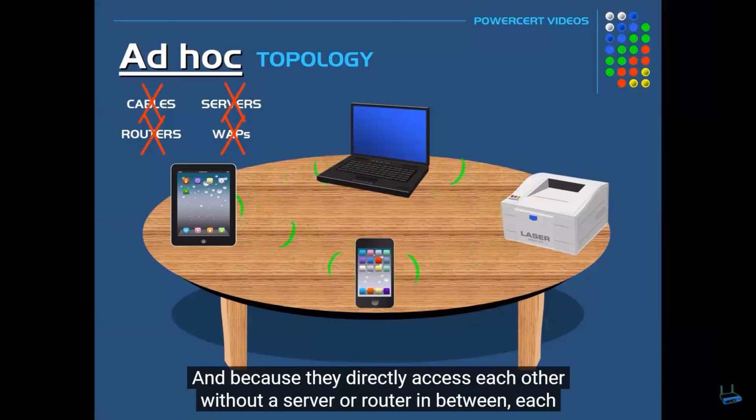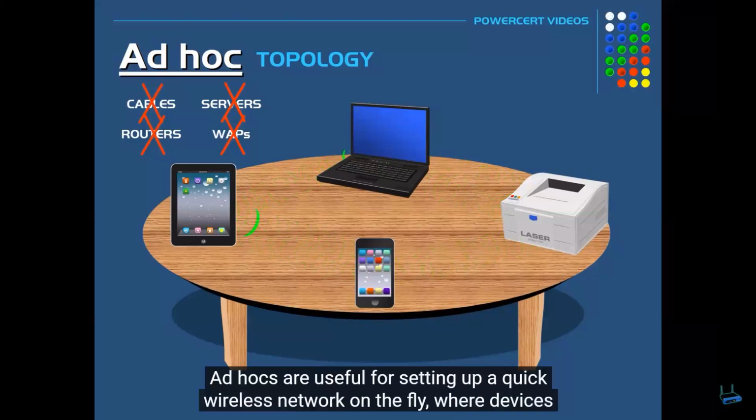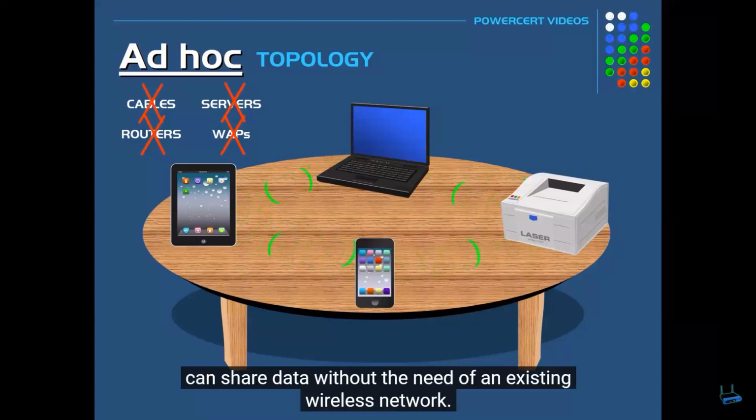And because they directly access each other without a server or router in between, each device is responsible for its own security and permissions. Ad hocs are useful for setting up a quick wireless network on the fly where devices can share data without the need of an existing wireless network.